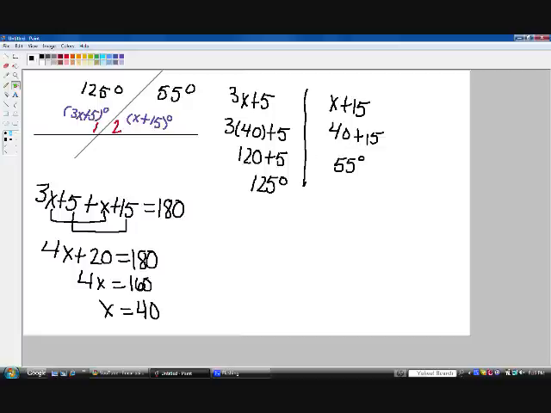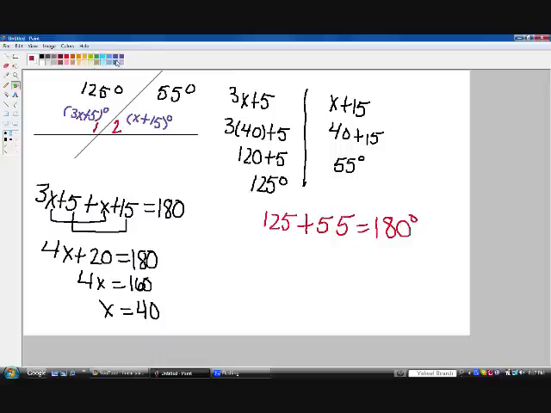And one final check that you could do is you could take the two angle measures that you found, add them together, and just make sure they do in fact equal 180 degrees. So again, linear pairs are always supplementary. Supplementary means they add up to be 180 degrees.